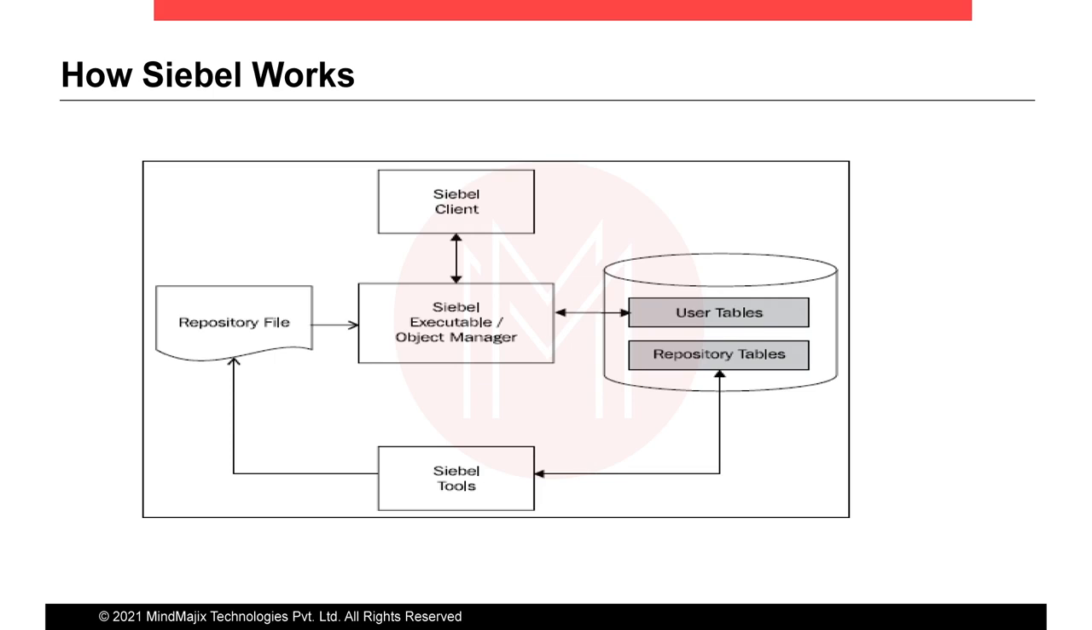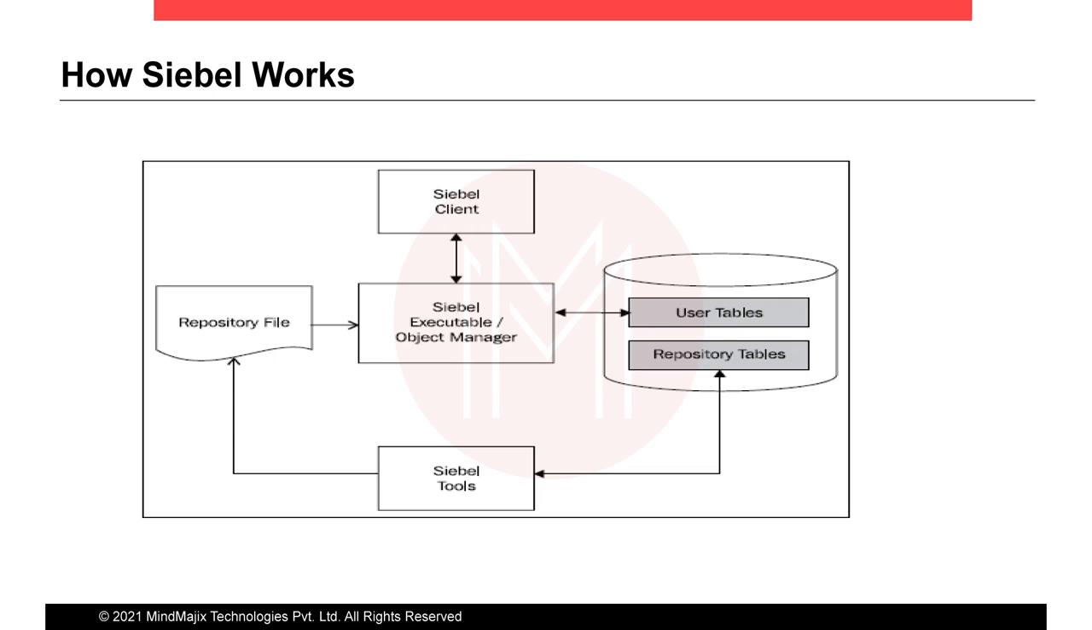Now what happens is that in the server there should be a server component which will receive this request, process this request, and give the response to the browser. So all these things get done. Who is the responsible component here? The application object manager. Inside the Siebel server there will be a component called the application object manager which receives this request, processes it, and gives the response so that the customer can see it.